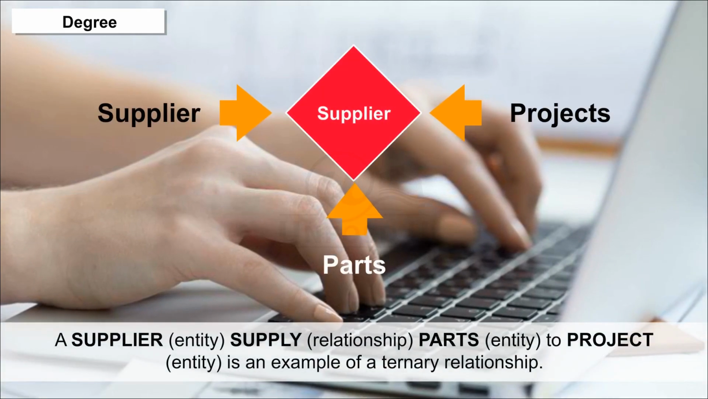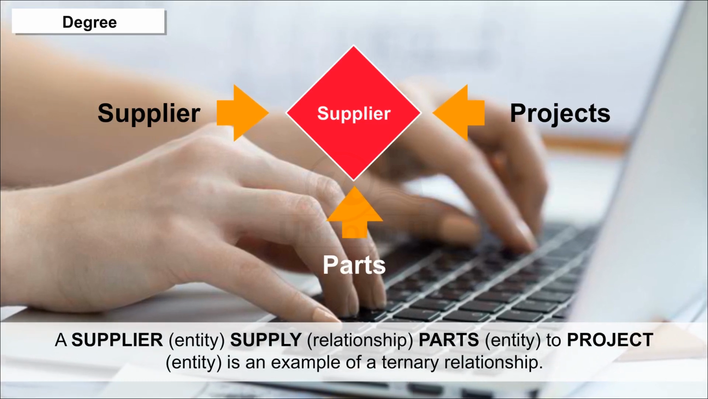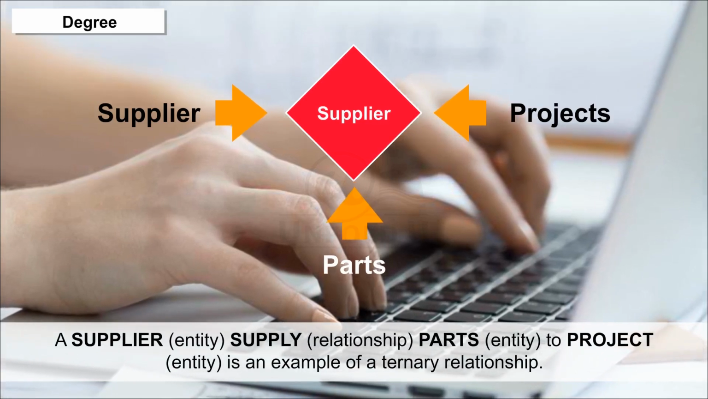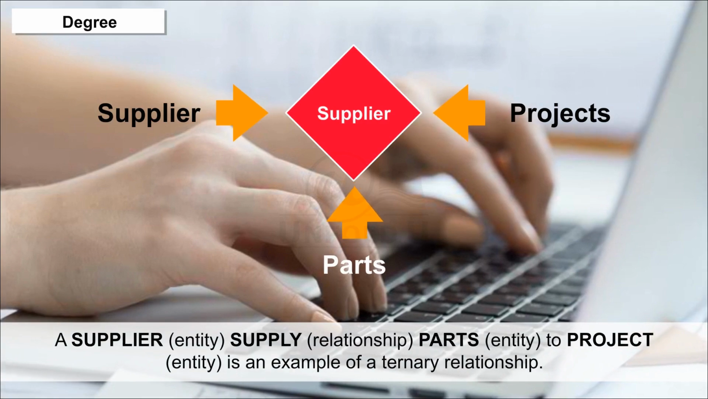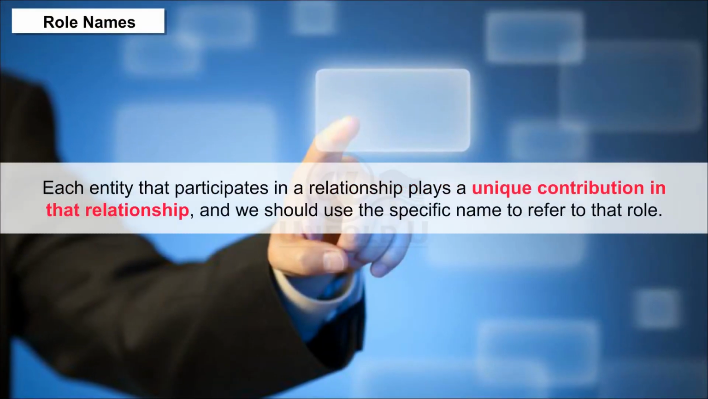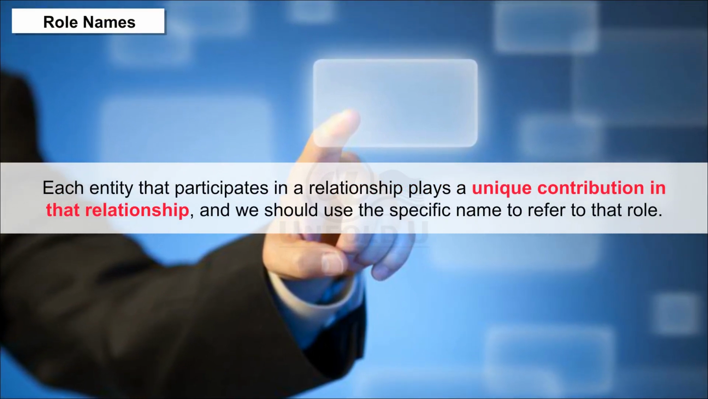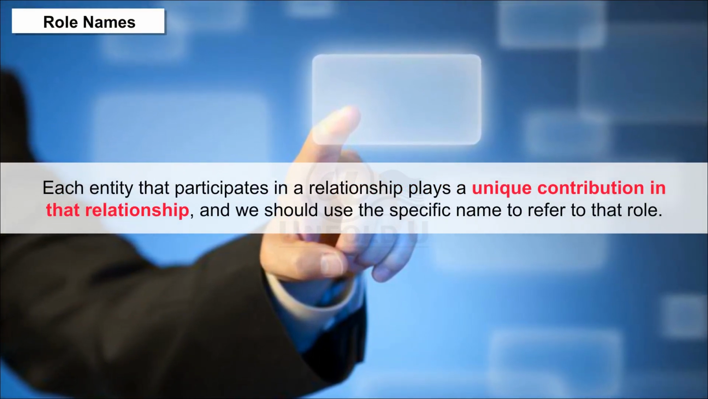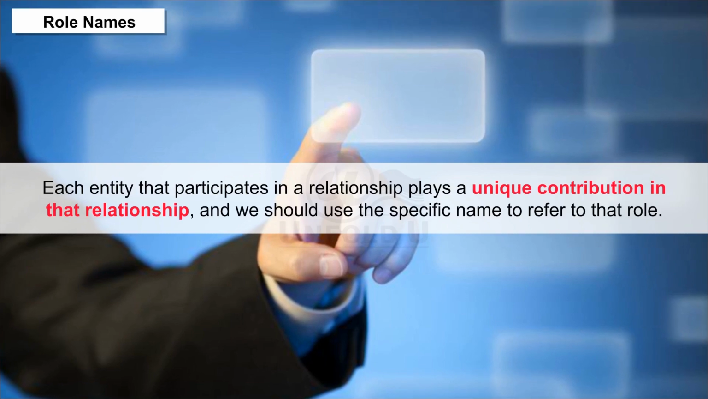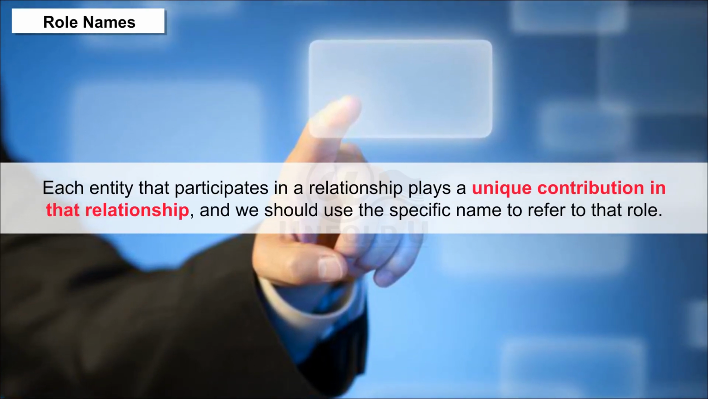A supplier entity, supply relationship, parts entity to project entity is an example of ternary relationship. Role names. Each entity that participates in a relationship plays a unique contribution in that relationship, and we should use the specific name to refer to that role.